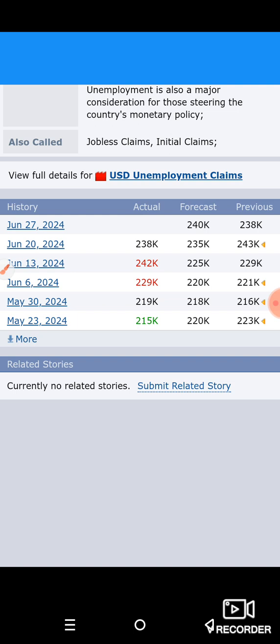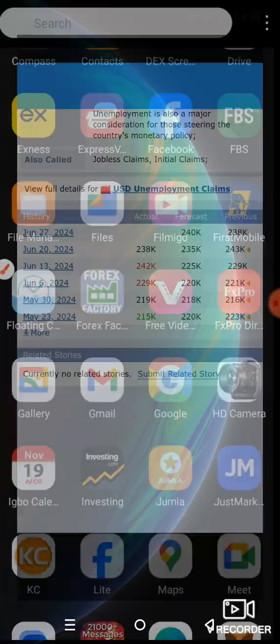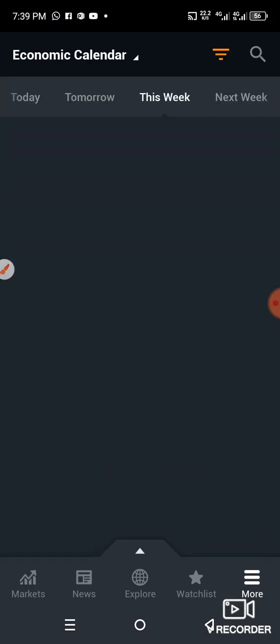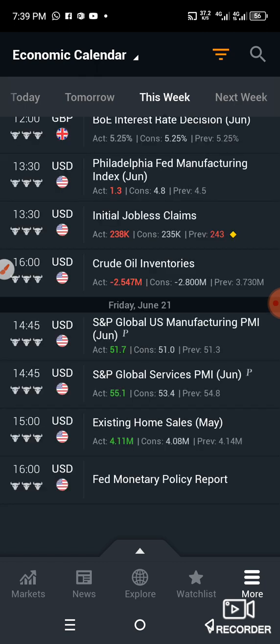I know the direction of the news is applicable to investing.com. Let me click to investing.com. This is investing.com.